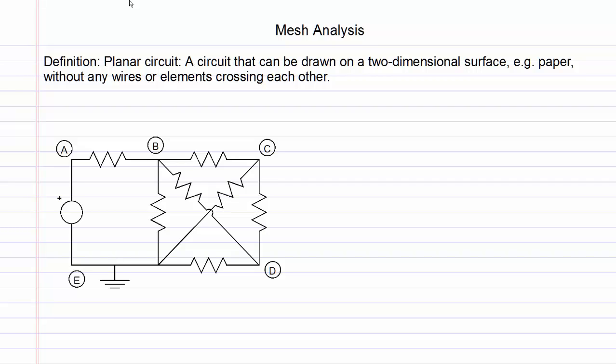The first definition is of a planar circuit. A planar circuit is a circuit that can be drawn on a two-dimensional surface, for example paper, without any wires or elements crossing each other.